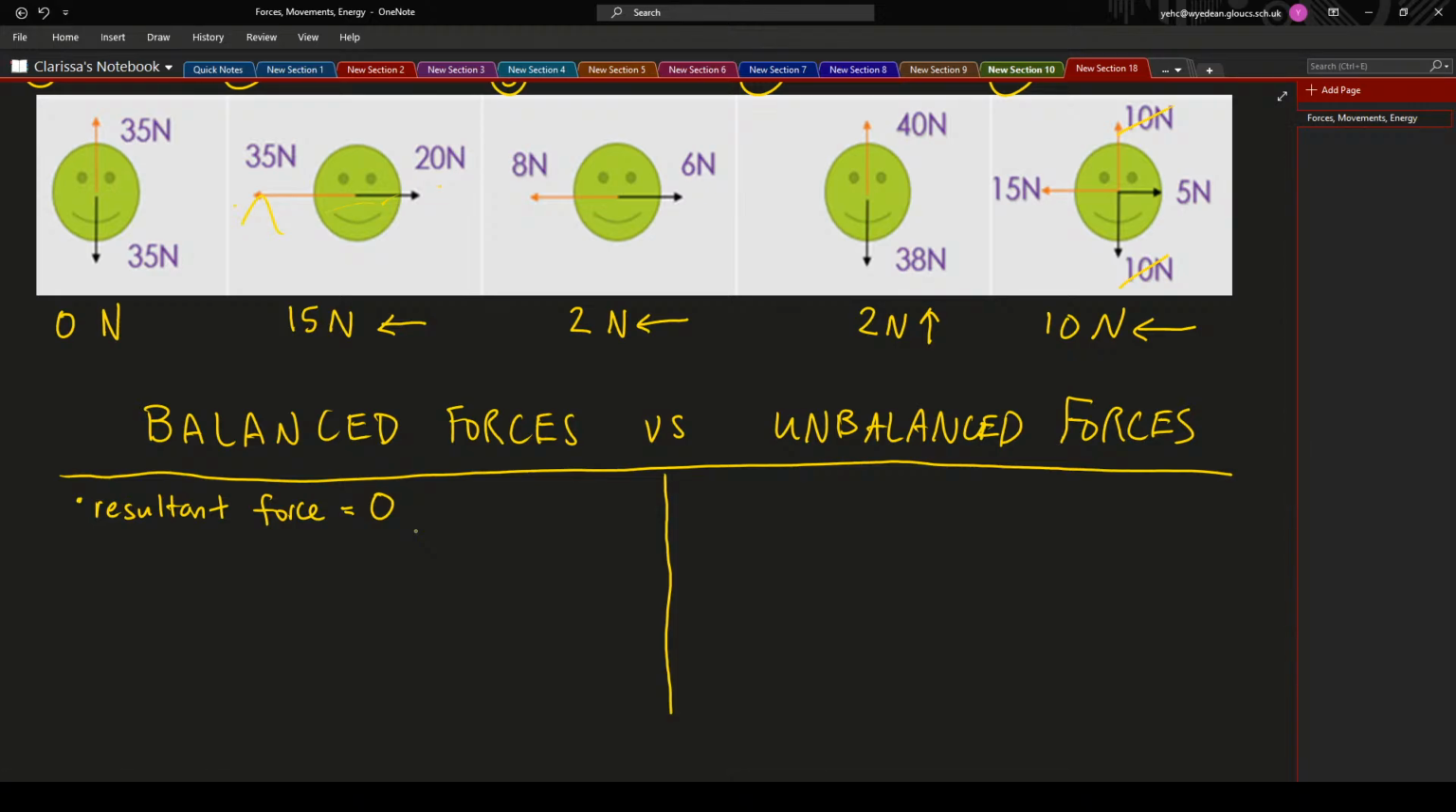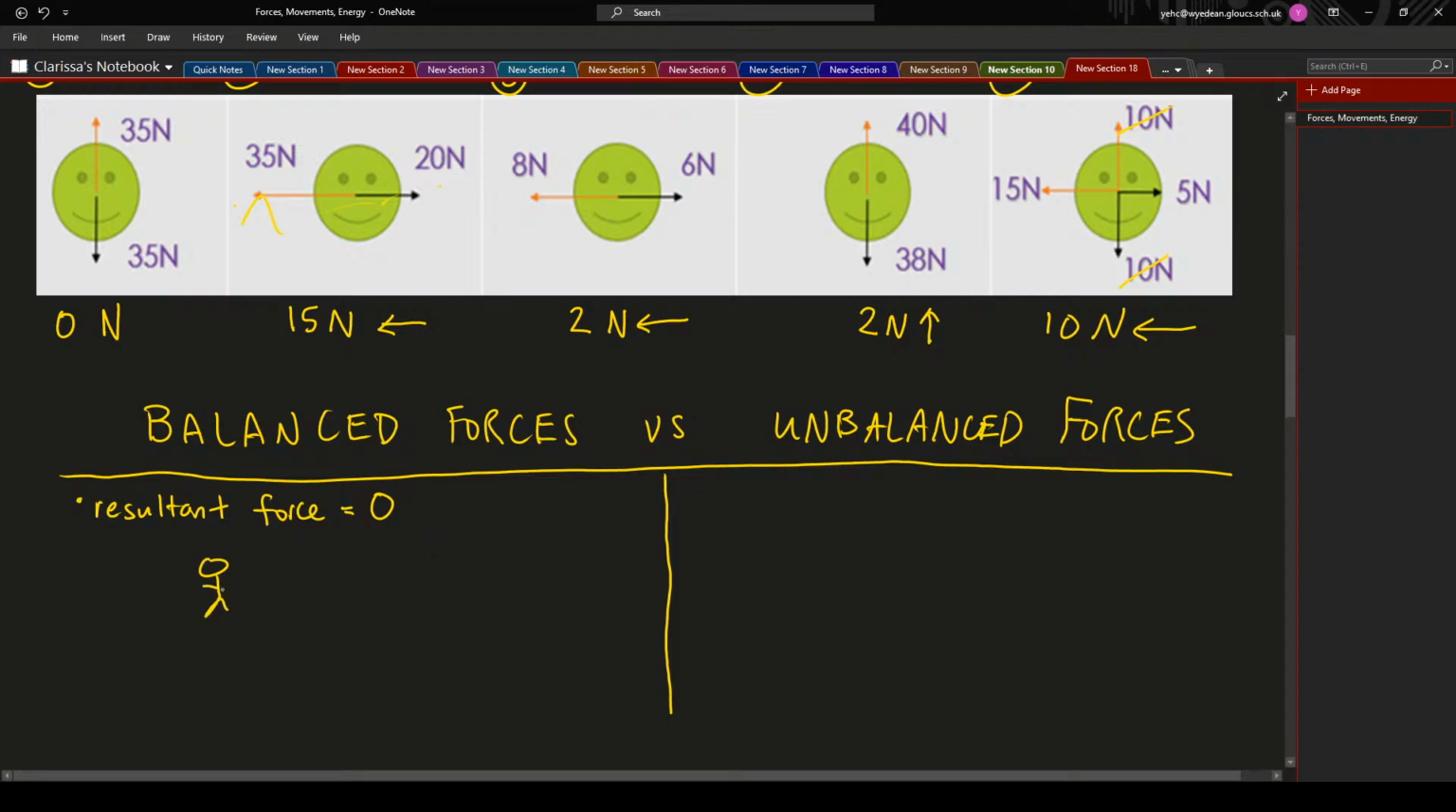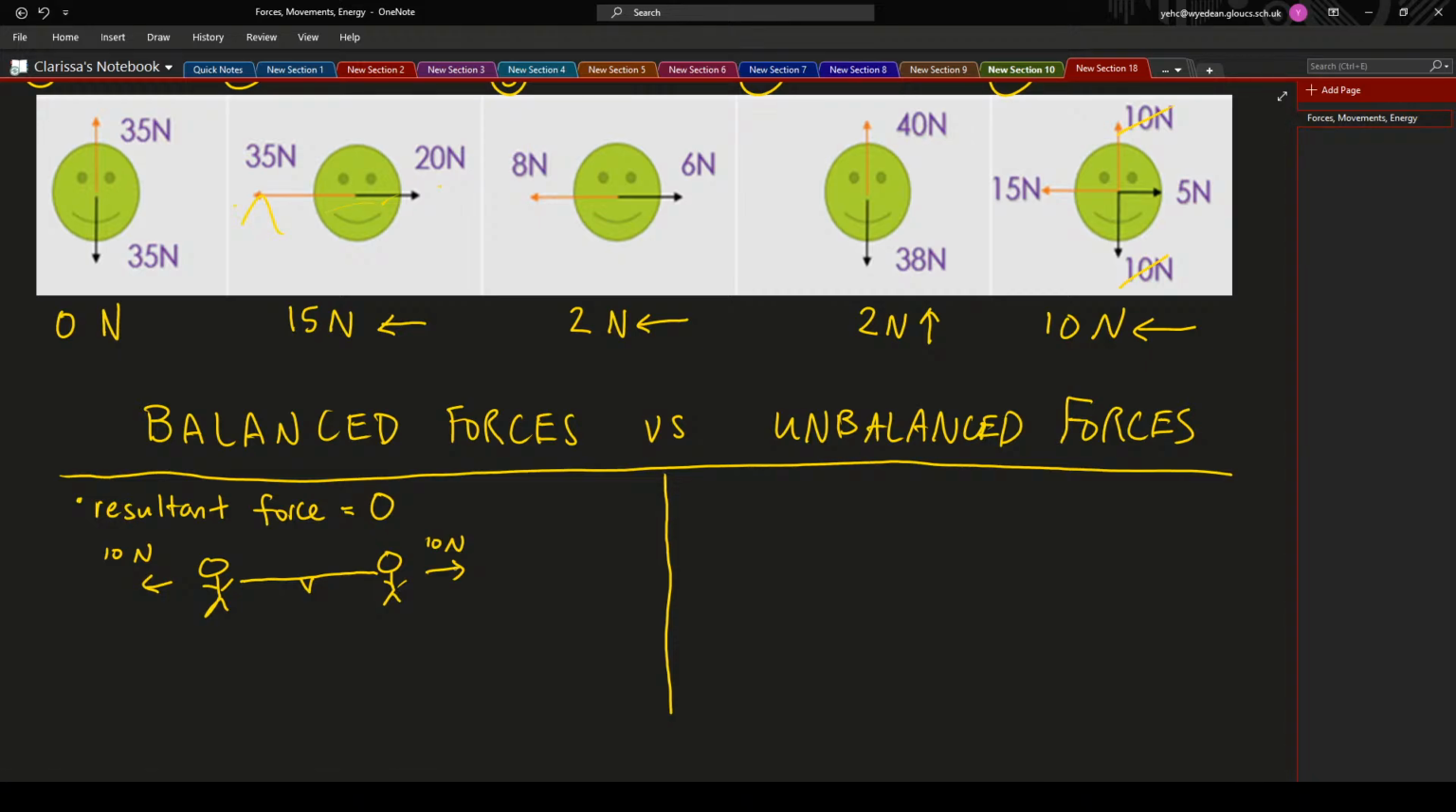Now, let's take this to real life then. Let's pretend that you're playing tug of rope with somebody else. There's you two pulling on the rope. There's a flag in the middle, isn't there? Let's say that you're pulling on the rope with 10 newtons. Your friend is pulling on the rope with 10 newtons. These forces are balanced, right? They cancel each other out because they're the same force, just acting in opposite directions. So they balance out. The resultant force in this scenario is going to be 0.